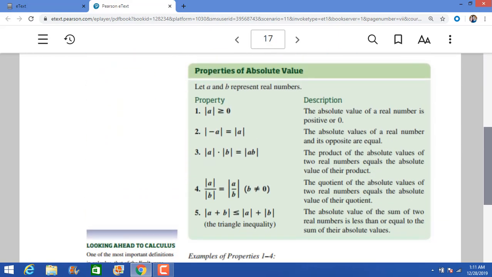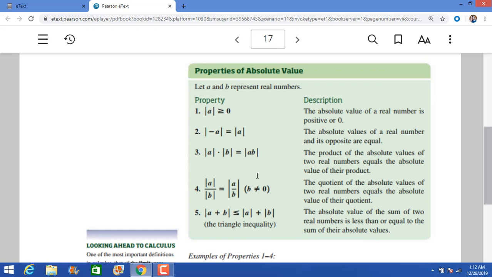Okay, so here are some properties of absolute value. These are going to be very important for you to remember. This comes up all the time in this class. The absolute value of A obviously will always be non-negative. The absolute value of negative A is equal to the absolute value of A. That's also obvious from what we just talked about. Third, if we take the absolute value of A times the absolute value of B, well, that's going to be the same as the absolute value of the product A times B.